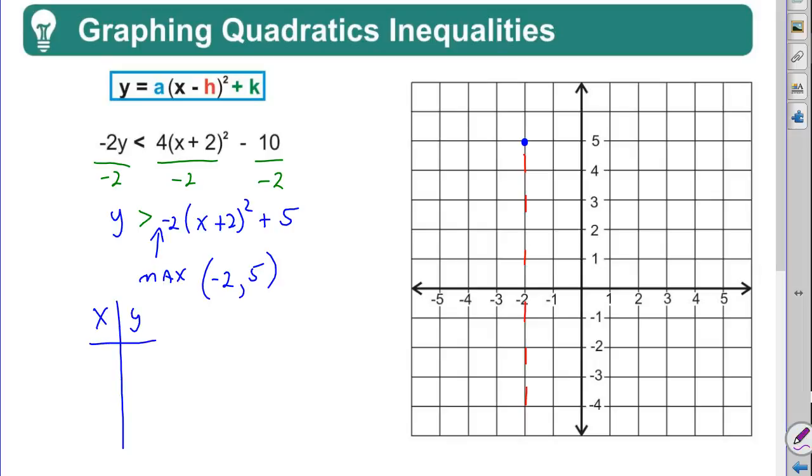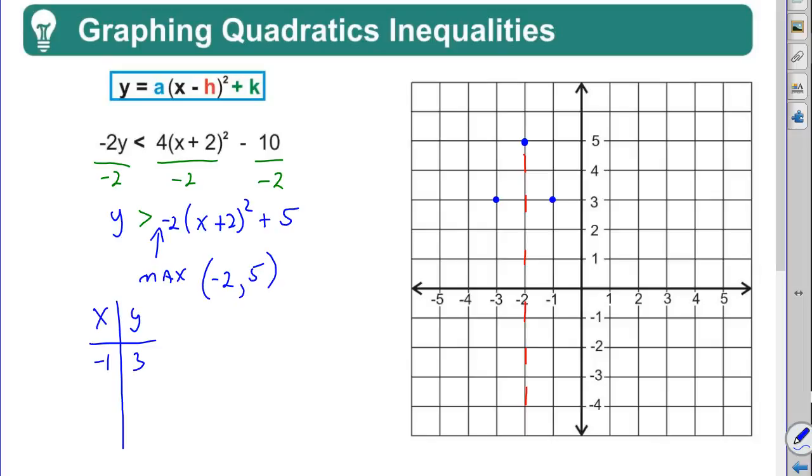Now, here's an important thing. I'm already at an x value of -2. All right, so I want to move 1 over and use -1. So I'm going to use -1 for my XY chart. So when I stick a -1 in, -1 plus 2 is a 1, 1 squared is 1. 1 times -2 is -2, -2 plus 5 is a 3. So you get the point -1, 3, right there. And because of my line of symmetry, I have the point -3, 3 right there.